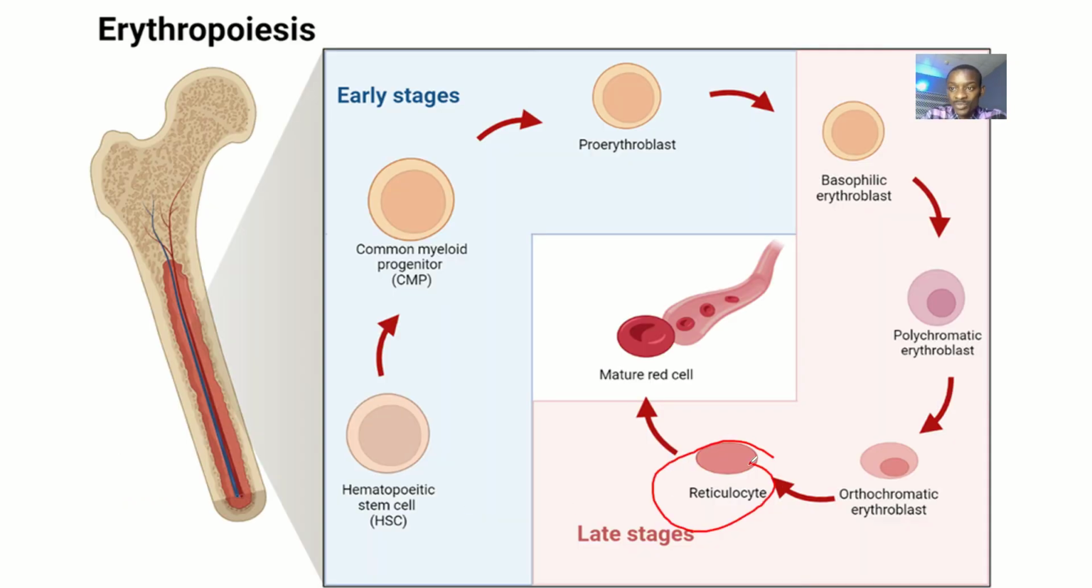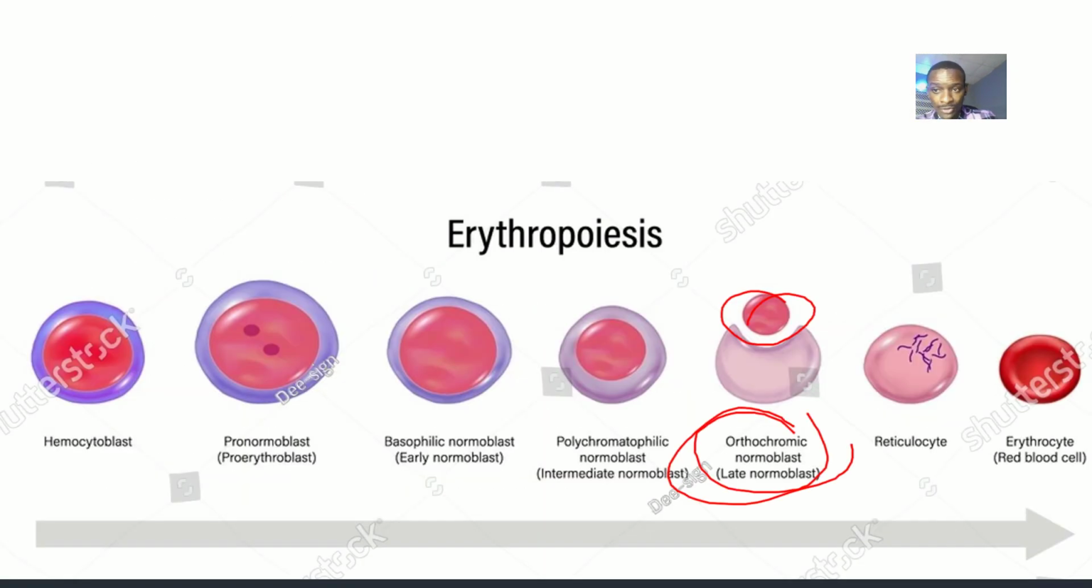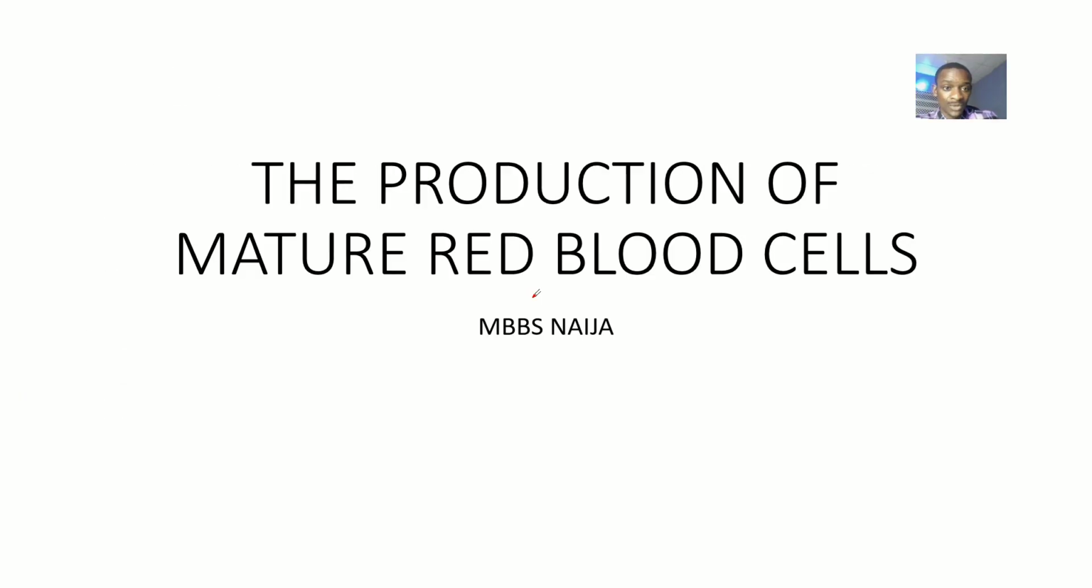Now find any of these pictures and draw them out. You mustn't just stick to one scheme; stick to one drawing and perfect it. All of them are the same drawing in different ways. The mature red blood cells are the final products of erythropoiesis. The cell is circular, biconcave, and has a diameter of about 8.5 microns. So that's simply the production of matured red blood cells, the stages in the production of matured red blood cells.